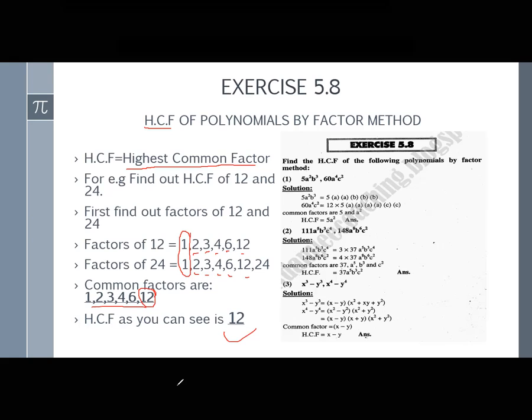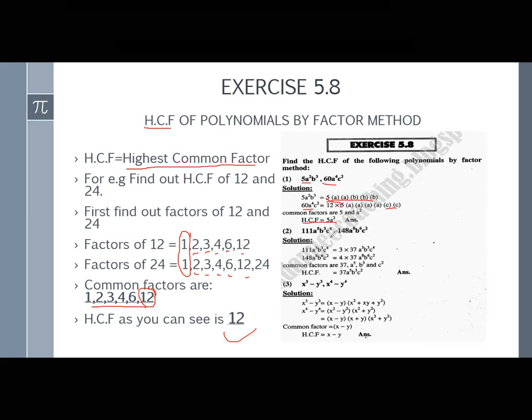Right? Now we have to take out the HCF of polynomials by factor method. Firstly, we have to take out the factors of these terms: 5a square b cube and 60a^4 c square. I would take out the factors like this: 5, 5 ones are 5, a, a, b, b, b. For 60, I have written 12 into 5 as a factor, then 4 a's are present here and 2 c's are present here. So the common factor here is 5 and 2 a's are common, right? So 5a square is the HCF.